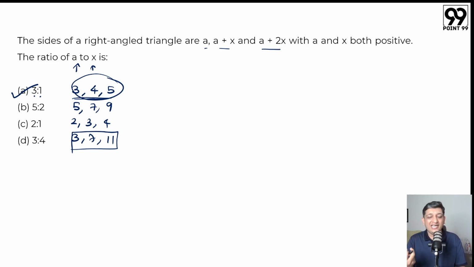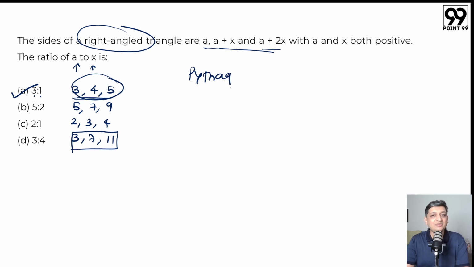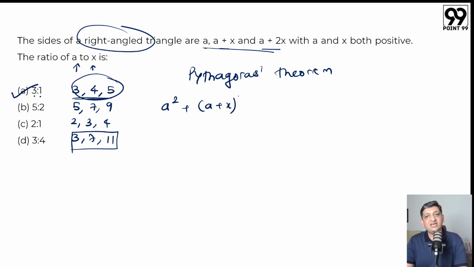If you are a purist and you want to do it the technical way and make sure that you arrive at the answer organically, there is also a way to do this. Now we know that right angle triangle and sides, there is only one property that we should be thinking about, and that is Pythagoras theorem. So Pythagoras theorem is what we are expected to apply here. So what will happen? A square, sum of the two shorter sides of a triangle, because a and x are both positive. A plus x and a plus 2x will be such that a plus 2x will be the longest side.